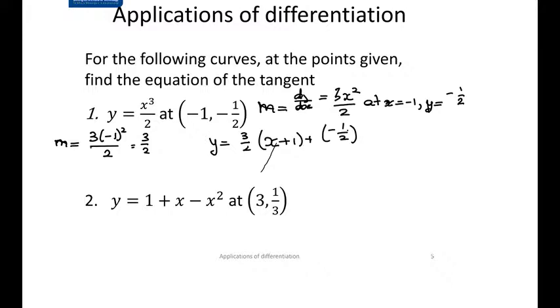Similarly, for the last one, we needed to find m. So m was equal to the derivative, which is equal to negative 5 when x is 3. So we're told that y is equal to a third, so our equation is going to be y minus a third is equal to negative 5 times x minus 3. And we can leave it like that.